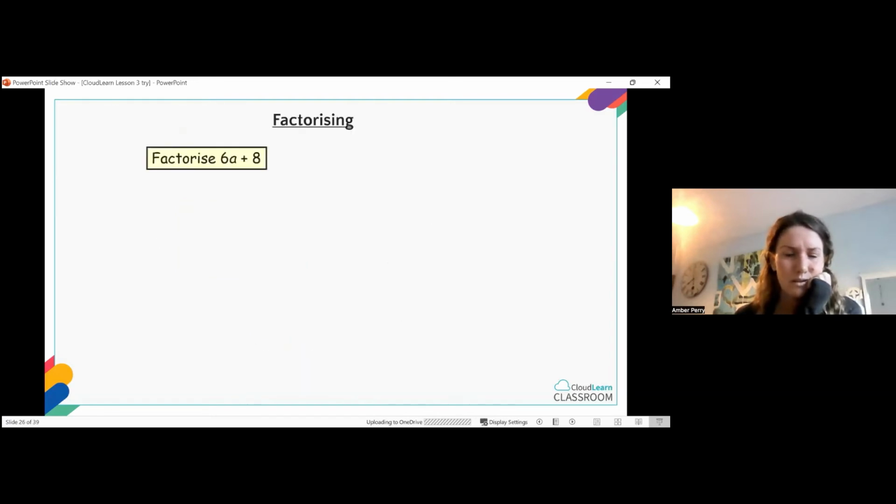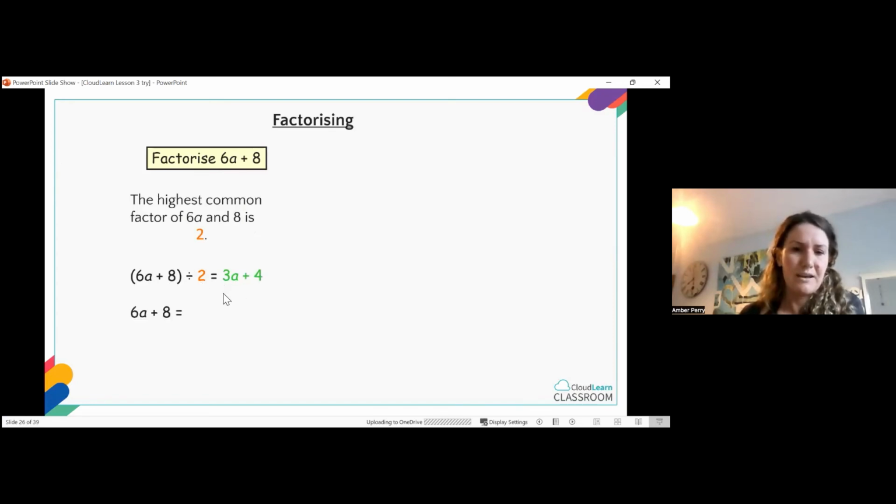Okay. So if we're asked to factorize 6a plus 8, we're going to end up with a common factor outside the brackets and then something inside the brackets. So the first thing we need to do is figure out what that common factor is. The highest common factor that goes into 6a and 8 is 2. So that's the number that comes outside of the brackets. So we divide both 6a by 2 and we divide 8 by 2. Okay, we get 3a plus 4. So the final answer there is going to be 2 multiplied by 3a plus 4.